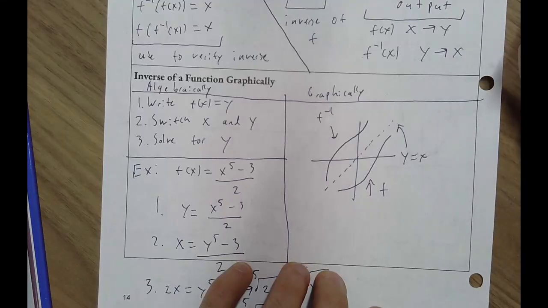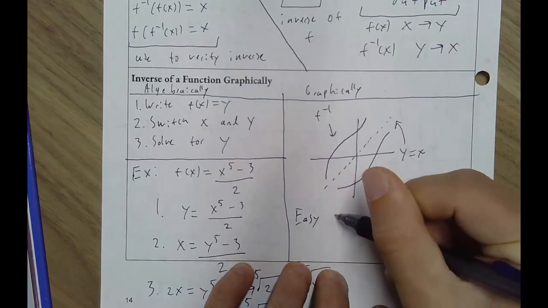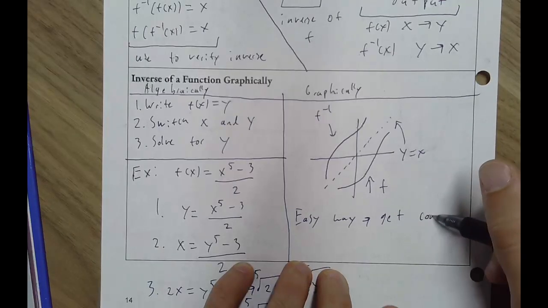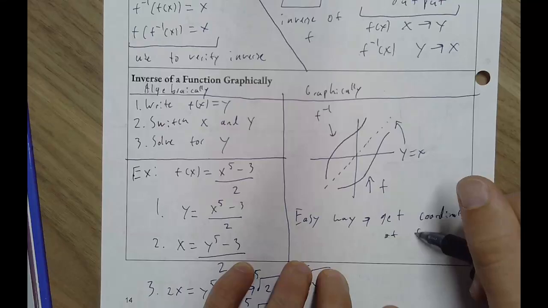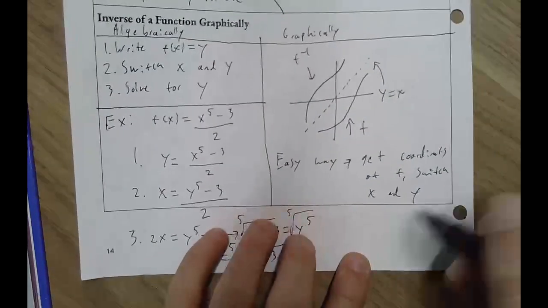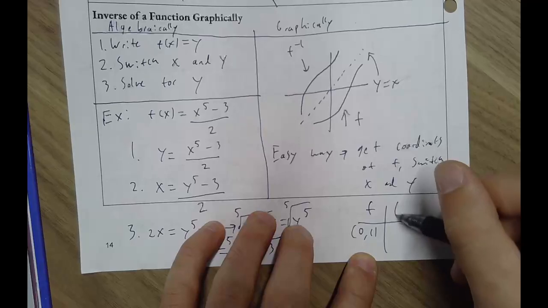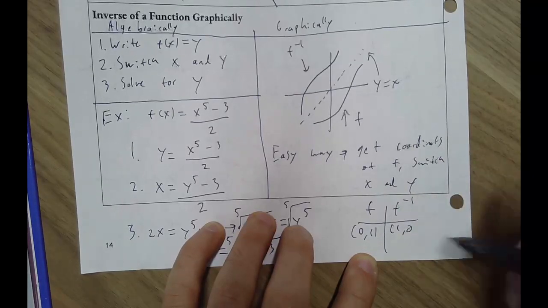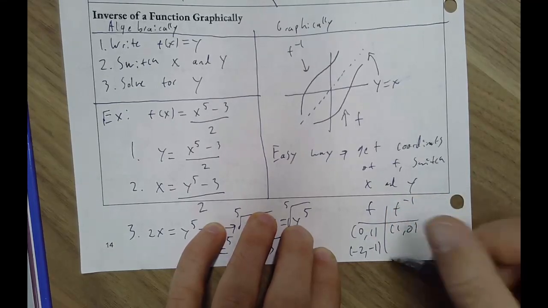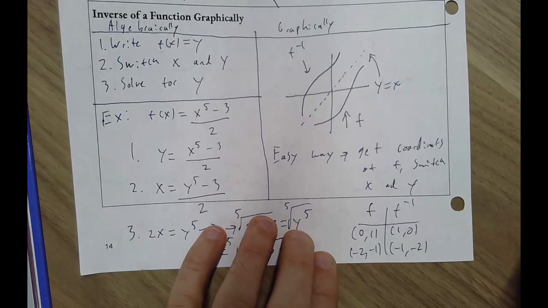So you can do that, or I think a much simpler way, the easy way, is get coordinates of f and switch x and y. So let's look at a little table here. Let's say you know in f that 0, 1 is a coordinate. That means in the inverse that 1, 0 must be a coordinate. Or if you know that -2, -1 is a coordinate in f, well, that means -1, -2 is a coordinate in the inverse.